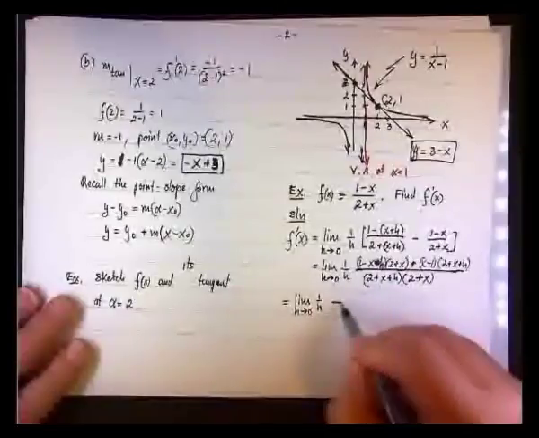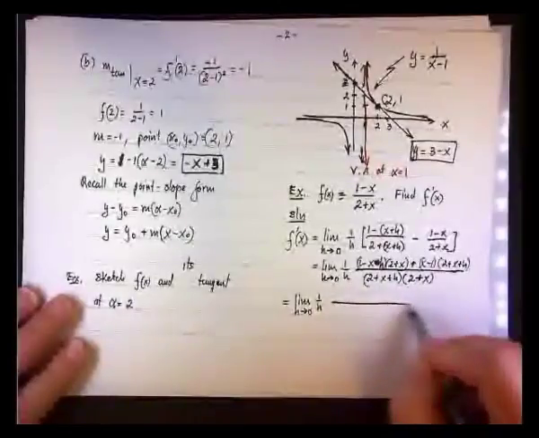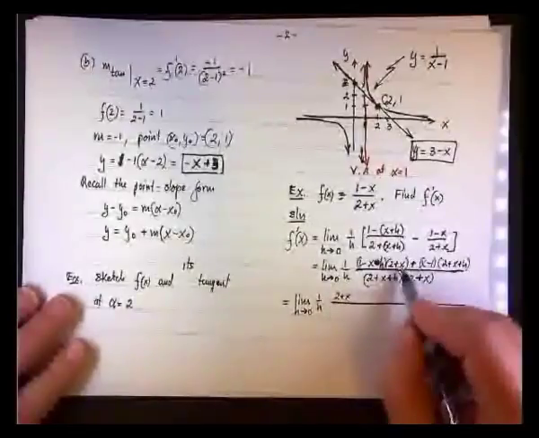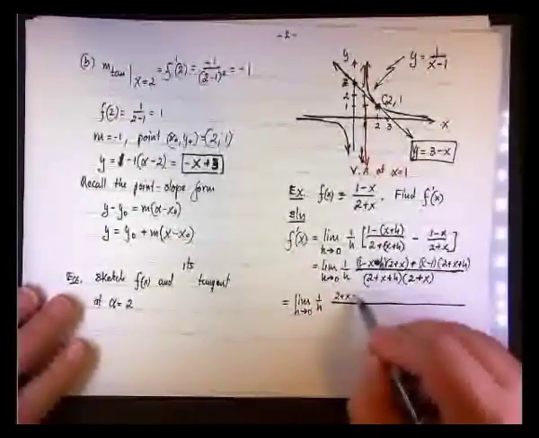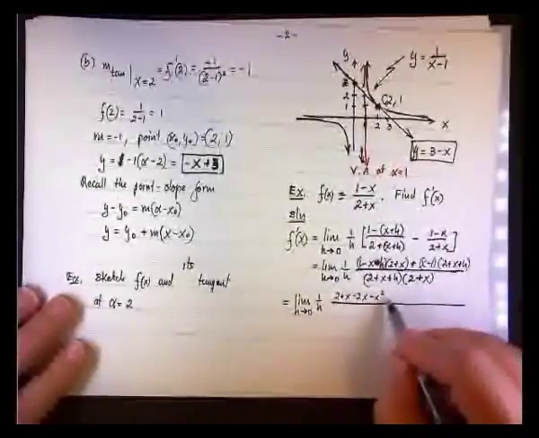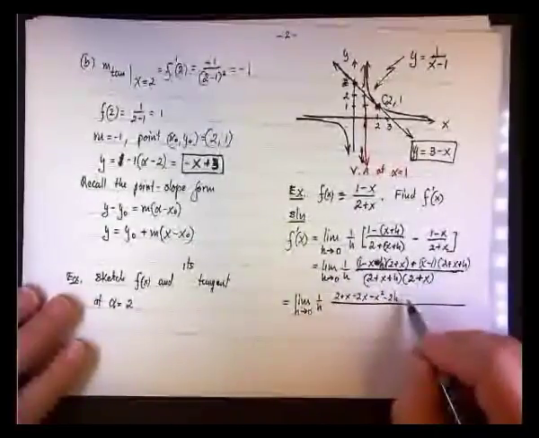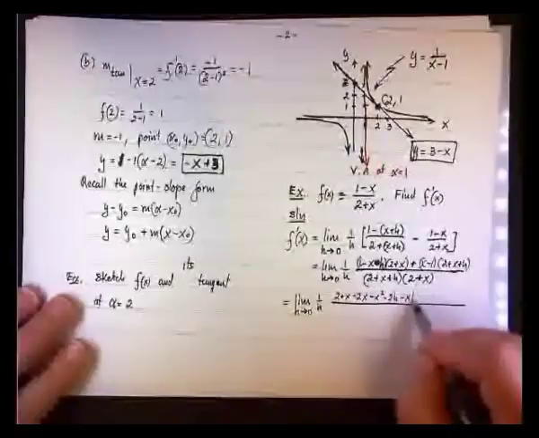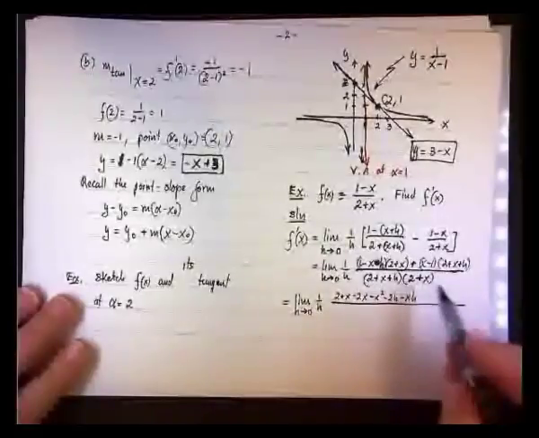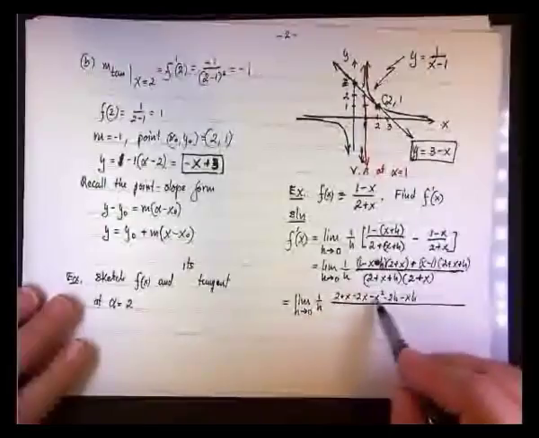And I'm doing just the numerator at this point. So I have 2 plus x, and now negative x, so I have negative 2x, and negative x squared, and now negative h, so I have negative 2h, and negative xh. 1, 2, 3, 4, 5, am I missing something? 1, 2, 3, 4, 5, 6.